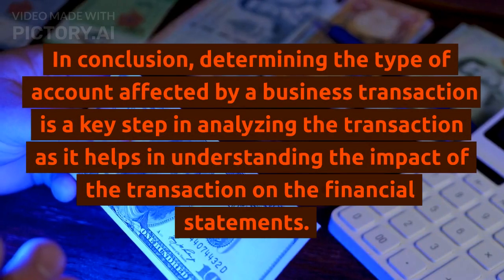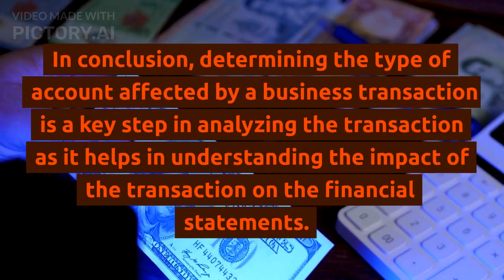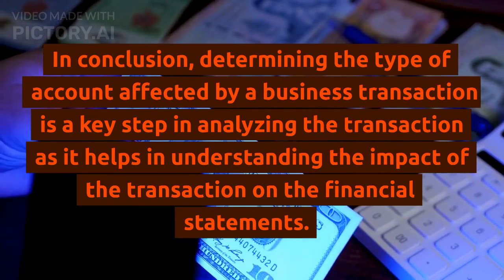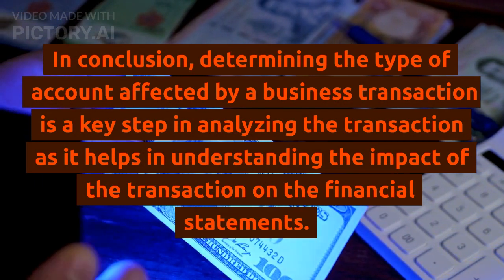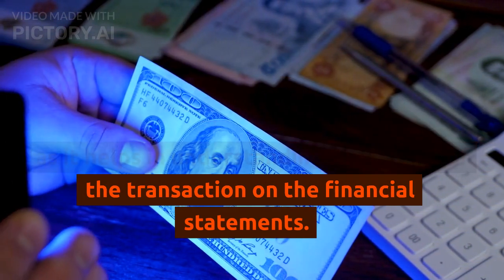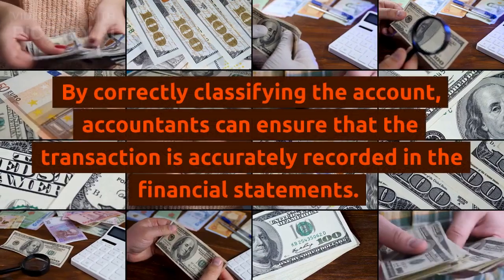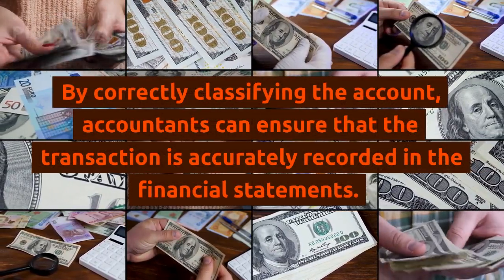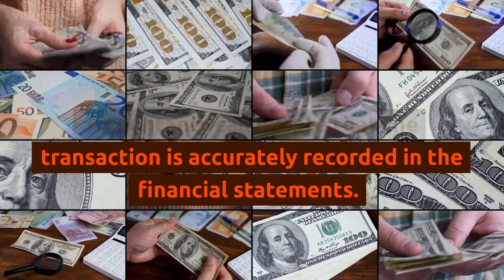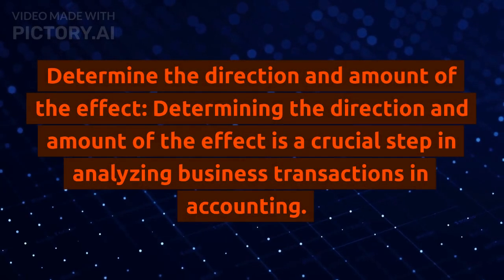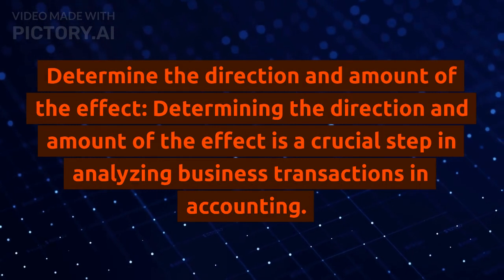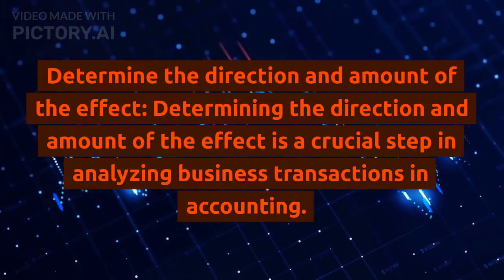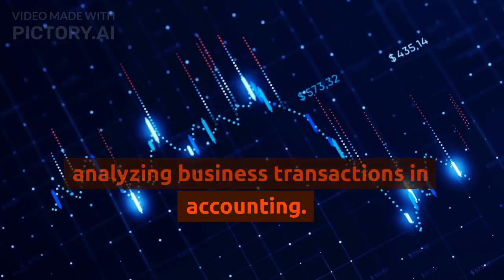In conclusion, determining the type of account affected by a business transaction is a key step in analyzing the transaction as it helps in understanding the impact of the transaction on the financial statements. By correctly classifying the account, accountants can ensure that the transaction is accurately recorded in the financial statements. Determine the direction and amount of the effect. Determining the direction and amount of the effect is a crucial step in analyzing business transactions in accounting.